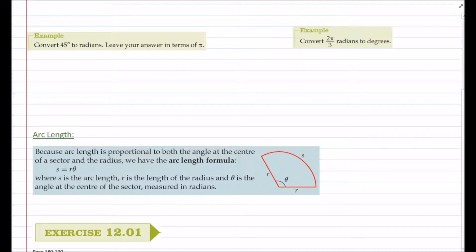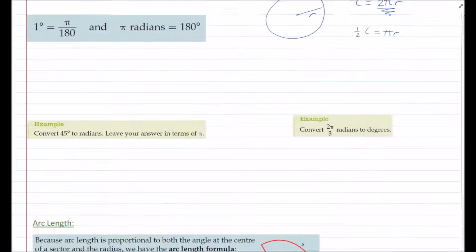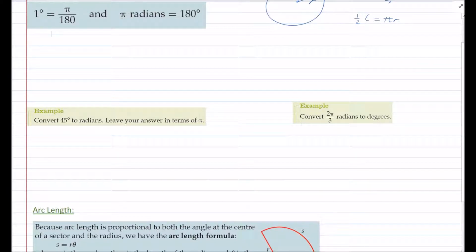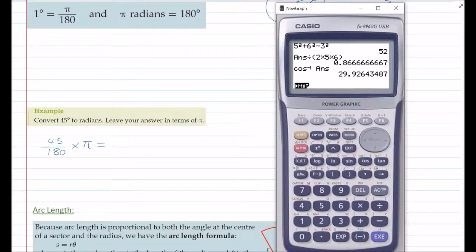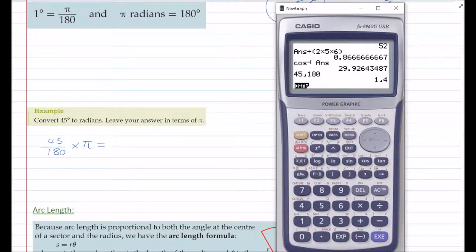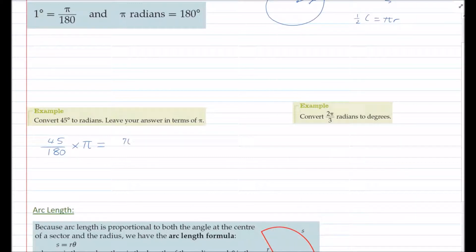Convert 45 degrees to radians. Well, we know that pi is 180 degrees, so all we need to do is go 45 over 180 times pi, and that will put it into radians. So 45 over 180 simplifies to 1 over 4. So we can write it as pi over 4 radians. And yeah, rads is a fine way to write radians.